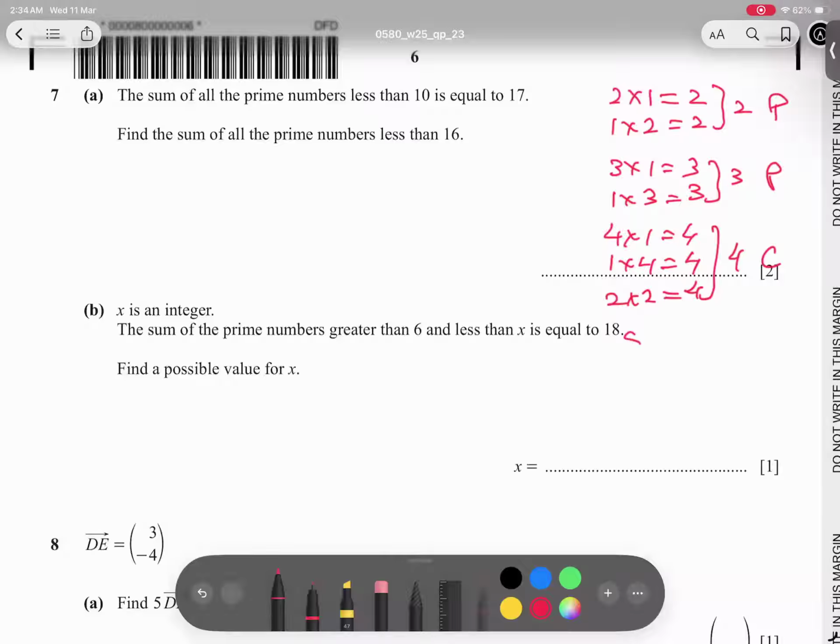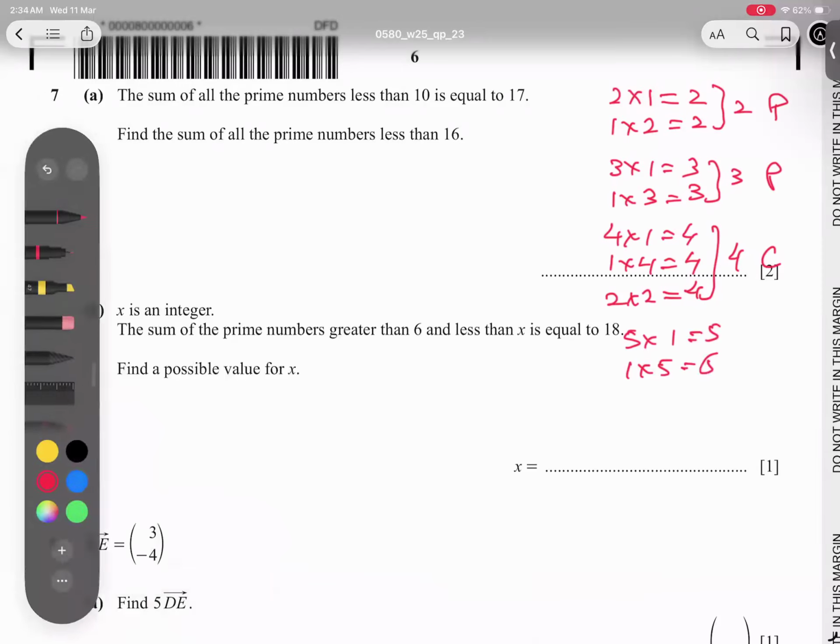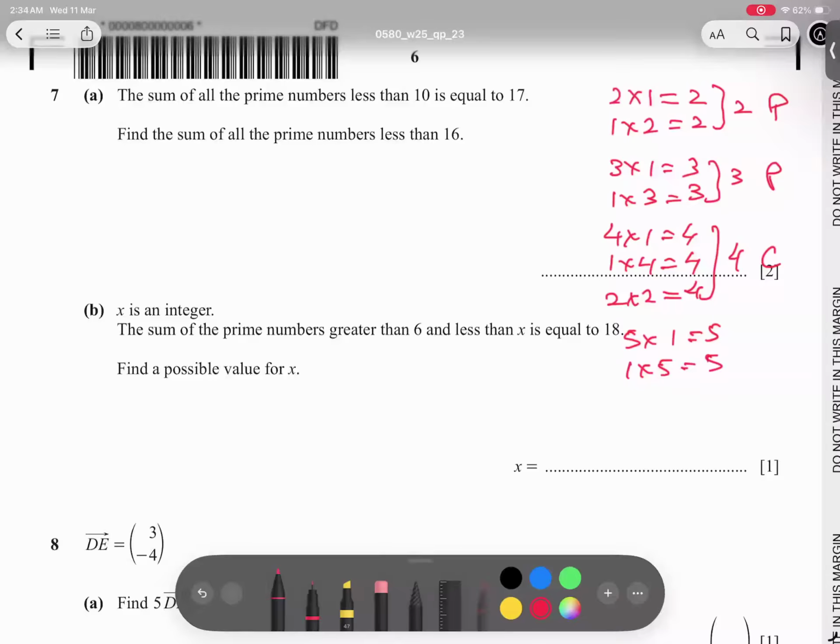So what is 5? 5 ones are 5, 1 five is 5. Again, we have only 2 ways. So 5 is also a prime number. I think the definition of a prime number is very clear. So I'm writing: 2, 3, 5, 7, 11, 13, then 17, then 19, and so on. I can write just as an example to understand.